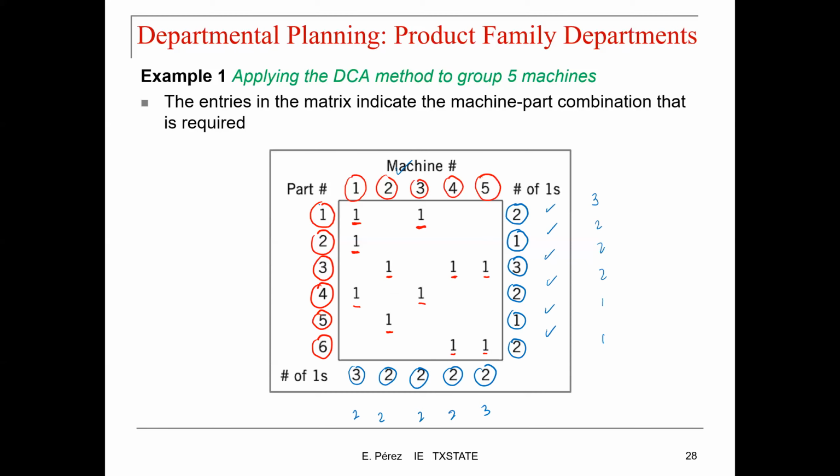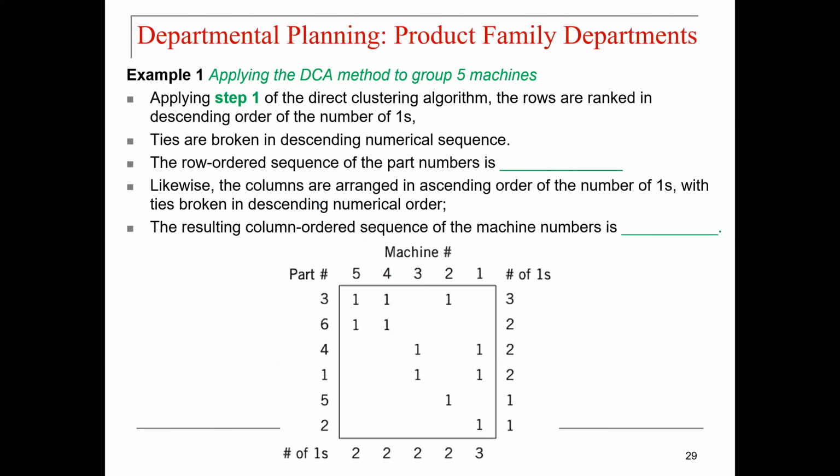So on the next slide, we are going to apply that first step that I just mentioned. Applying step 1 of the direct clustering algorithm, the rows are ranked in descending order of the number of ones. So that's what happened here. Now we have part 3 at the top, followed by 6, 4, 1, 5, and 2. The ties were broken by giving priority to the highest values.